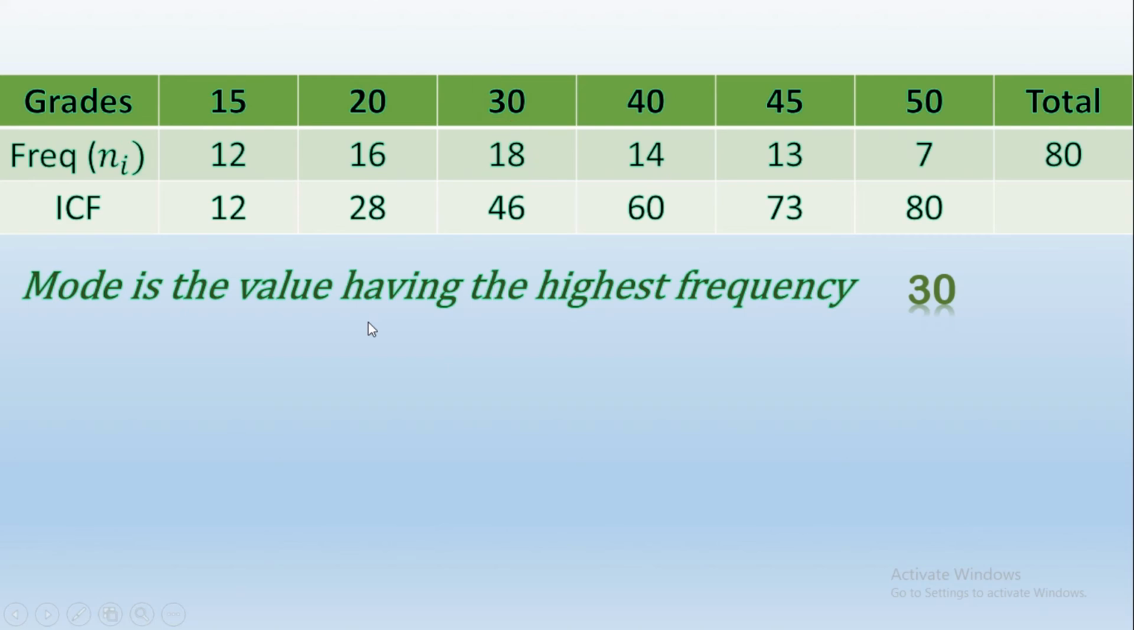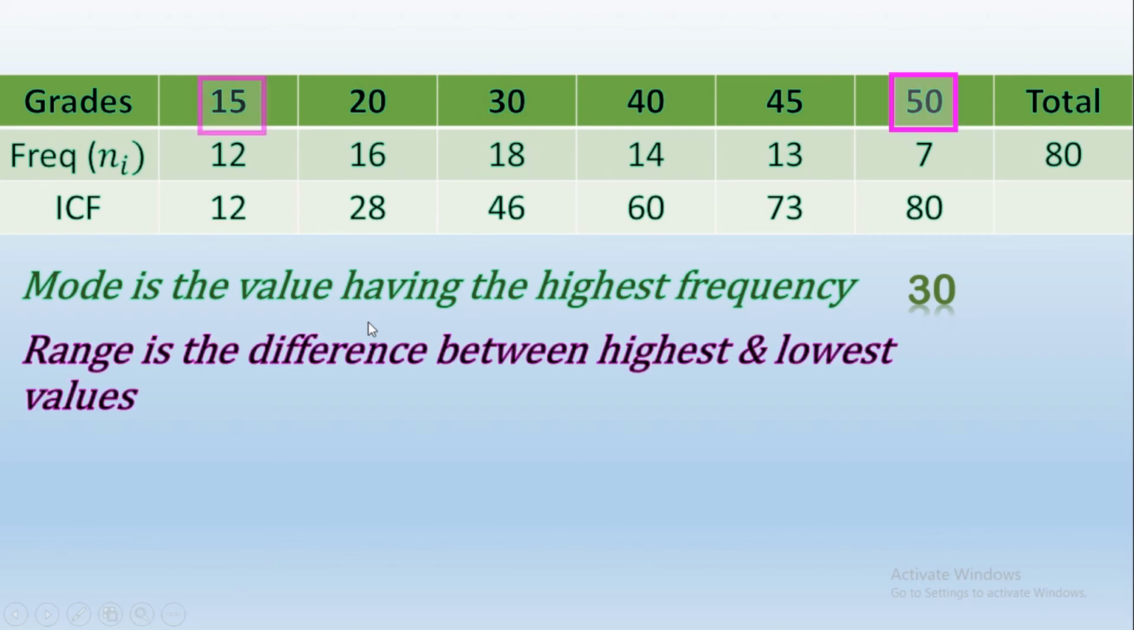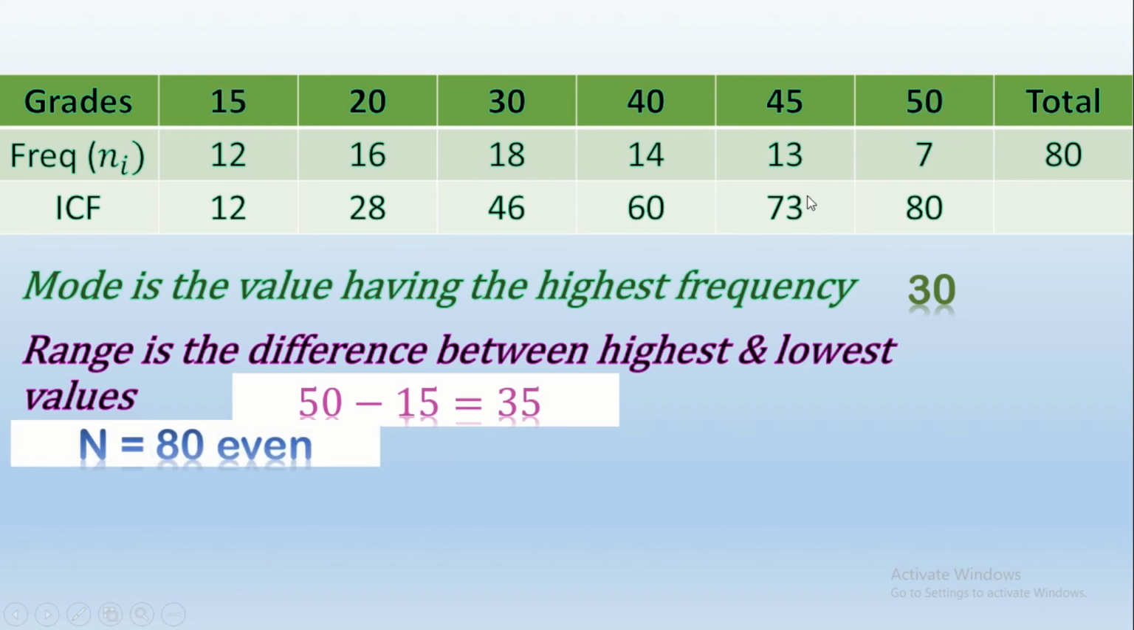Now what about the range? The range is the difference between the highest and the lowest value. So it's 50 minus 15, it gives us 35. Now what about the median? Note that the total is 80, which is even.